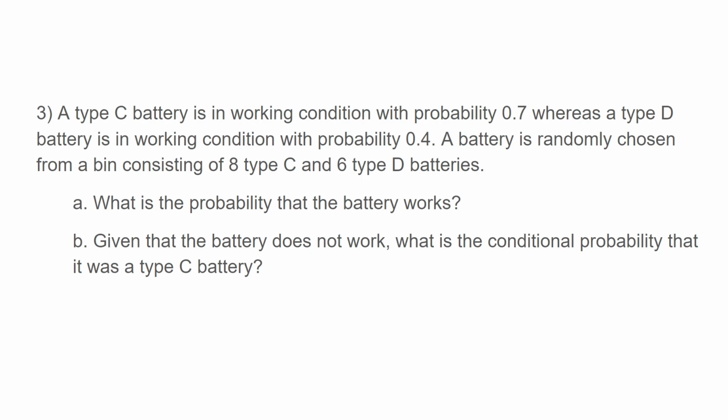In the last part, I had made a mistake over there. In the last question, it was given that the battery does not work. What is the conditional probability that it was a Type C battery? While solving it, I solved it the other way around. I assumed it's a Type C battery, and I found the probability it does not work. So let me just correct the solution of the last problem.